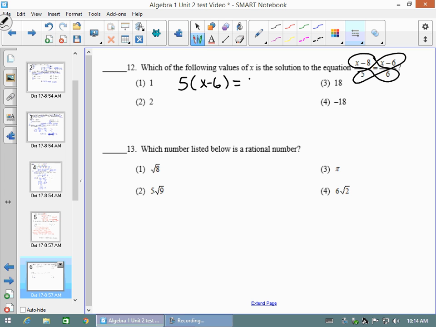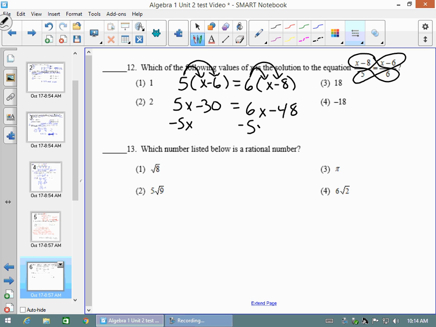Now my next step is I want to make sure that I distribute these. So on this side I'm going to have 5x minus 30. And this side, when I distribute my 6, I'm going to have 6x minus 48. Now I just want to combine my like terms, so I'm going to subtract 5x from both sides. On this side, I'm left with a negative 30. If I do 6x minus 5x, that's going to be x, and I keep this minus 48.